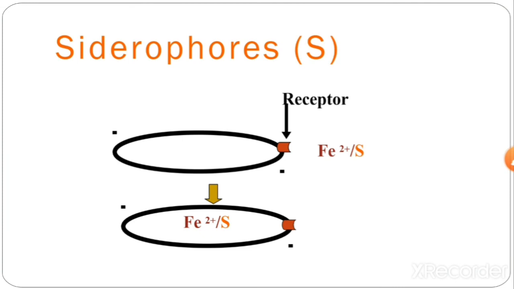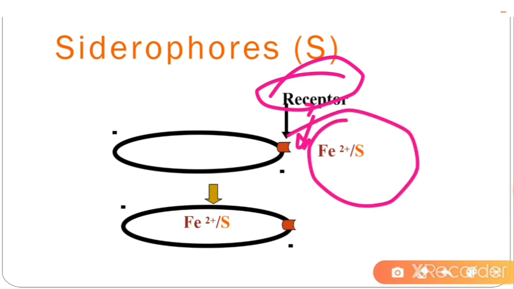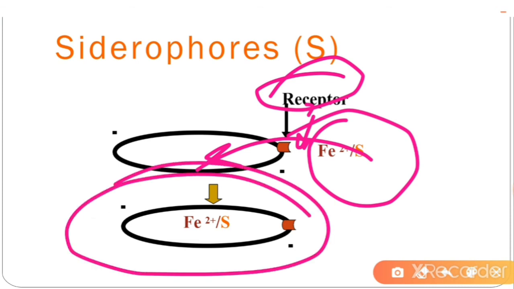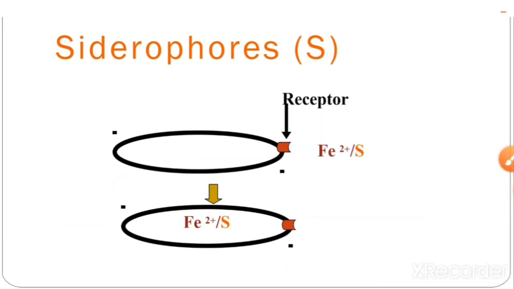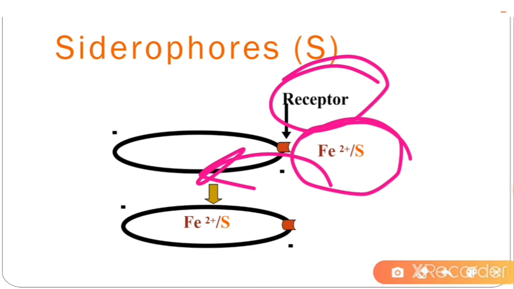Now see this figure, where the receptor is here, and the ferric iron. With the help of the receptor it will come inside. So this is known as iron uptake. With the help of this receptor, the iron is easily taken up by the bacterial cell inside the cell. Thank you.